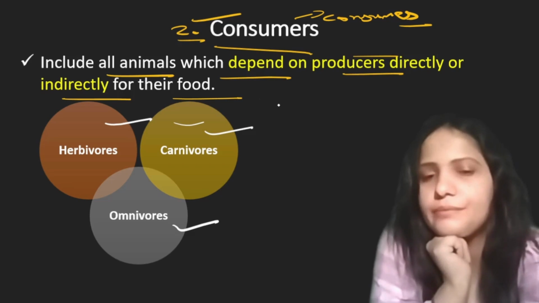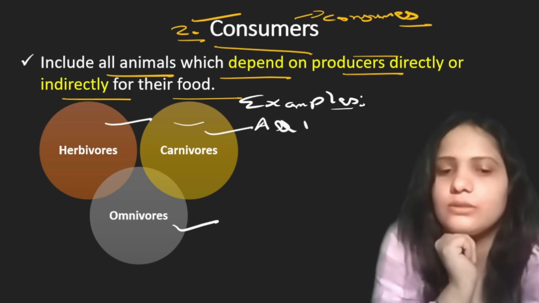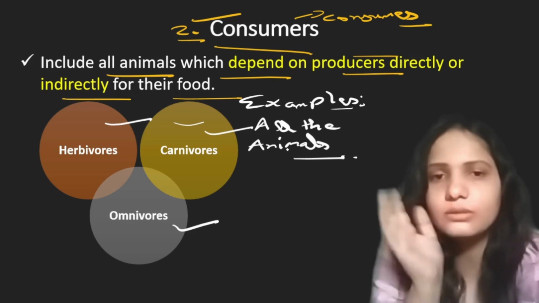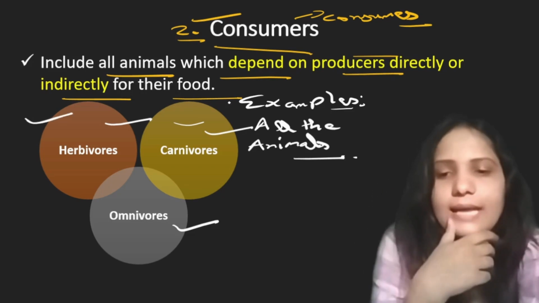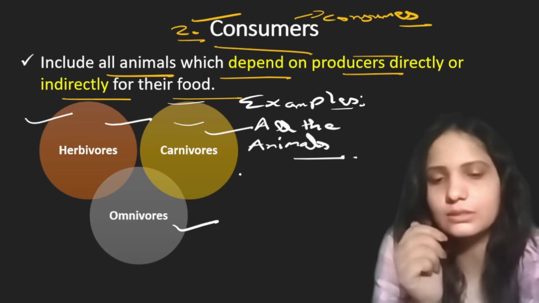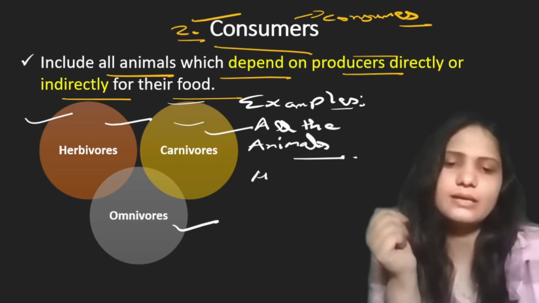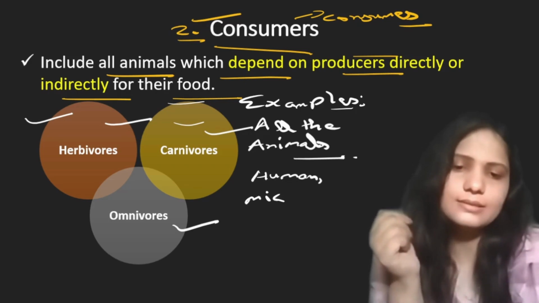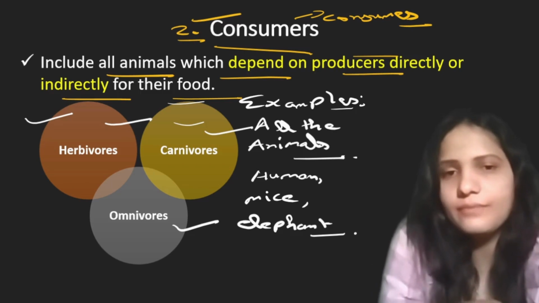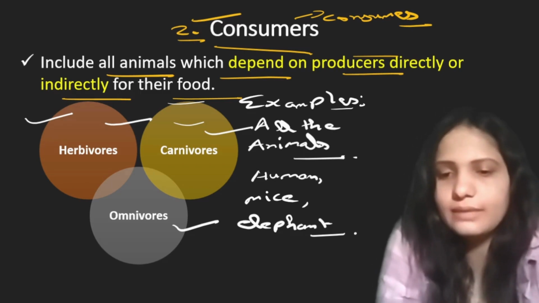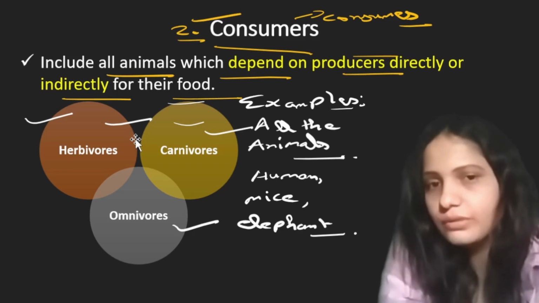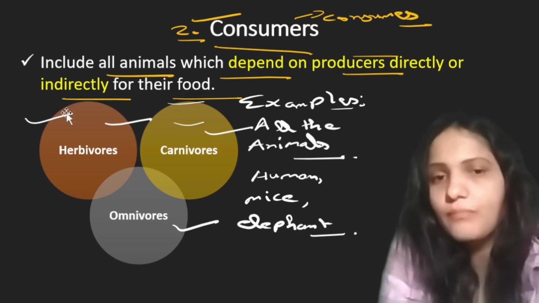What examples do we have here? All the animals are consumers except plants and green algae. All other organisms are consumers. Three types of consumers we have: herbivores, carnivores, and omnivores. In this example, you can write down here human, mice, elephant. These are all consumers. Now, let us try to understand these terms: what are herbivores, carnivores, omnivores? These are types of consumers.